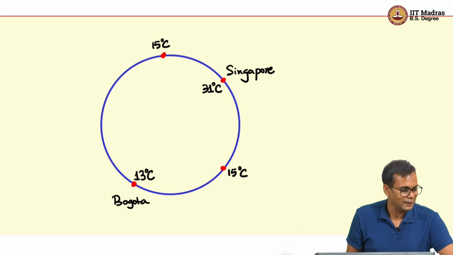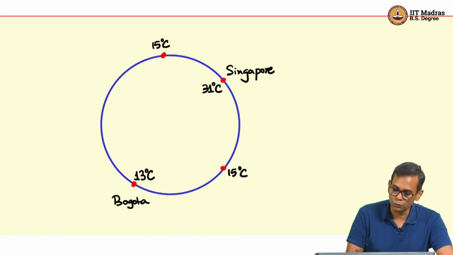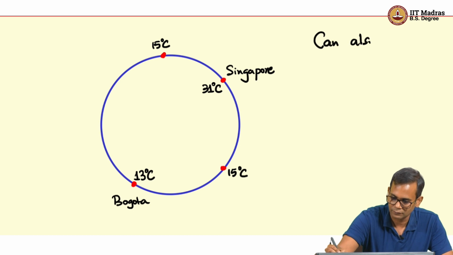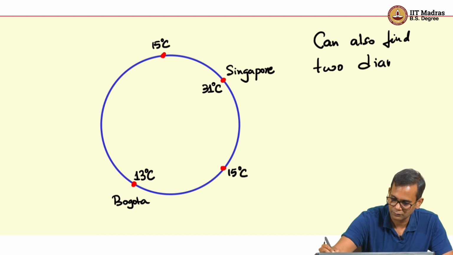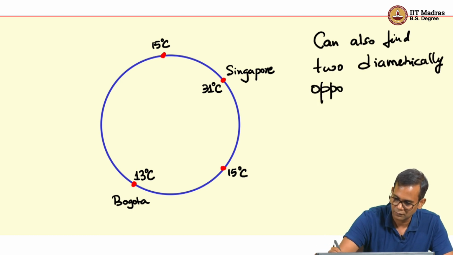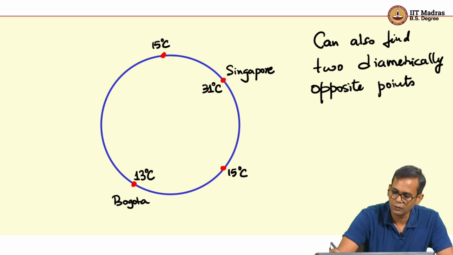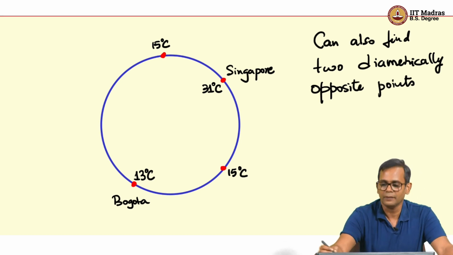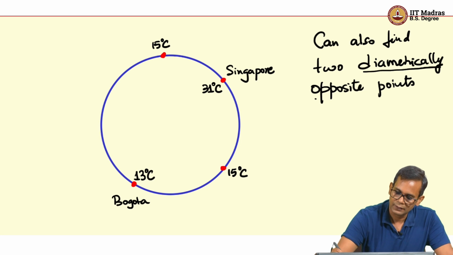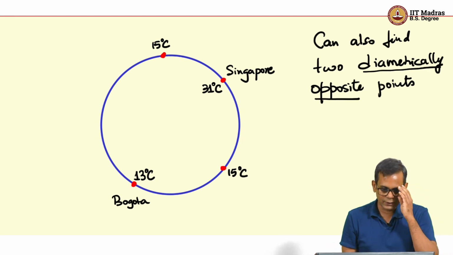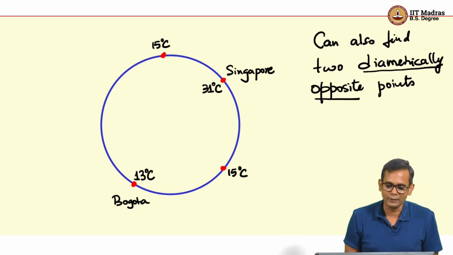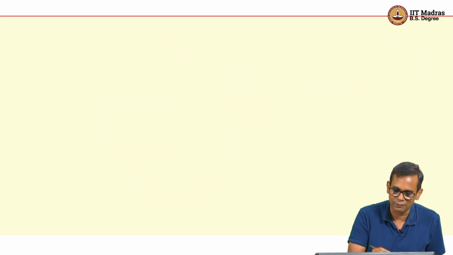I can say that there are actually 2 diametrically opposite points on the equator where the temperature is the same. So, we will just modify this argument a little bit, we will still be using the intermediate value theorem.